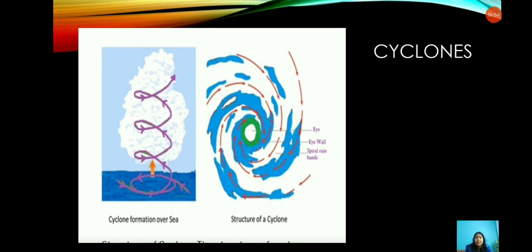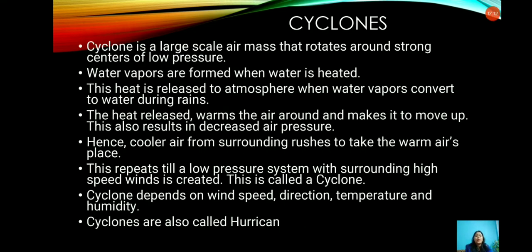Now next, cyclones. So cyclone is another type of storm. You can see in the picture cyclone formation over sea. Can you see? It's in the form of a spiral. And the structure of cyclone is also given. Now let us understand what is cyclone. Cyclone is a large-scale air mass that rotates around strong centers of low pressure. At the center the pressure would be low and the air will move around.